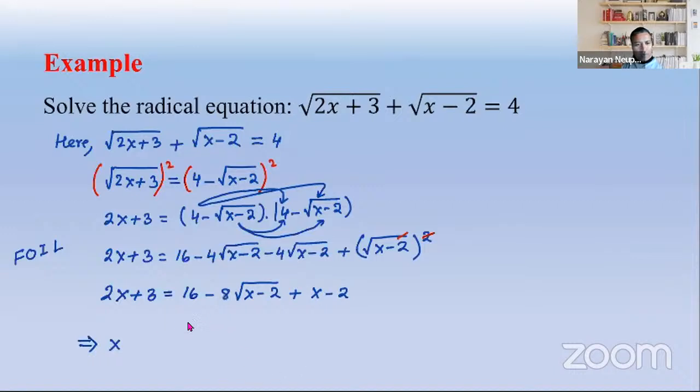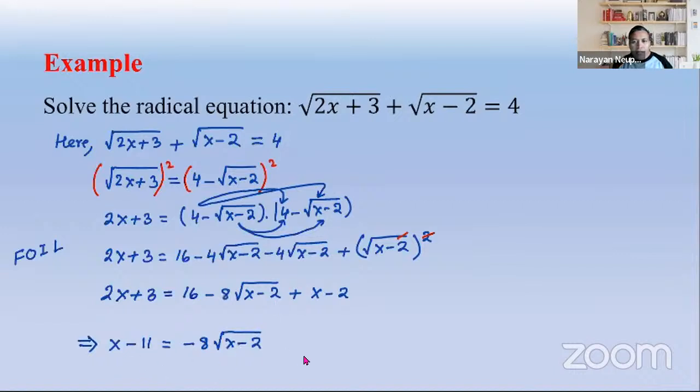And then if we look at the numbers here, here is a 16 and here is a minus 2. 16 minus 2 is a positive 14. If you move that positive 14 to the left-hand side, it will be minus 14. So here is 3. 3 minus 14, which is negative 11. Equal to, on the other side, you have this quantity here, which is negative 8 times the square root of x minus 2.